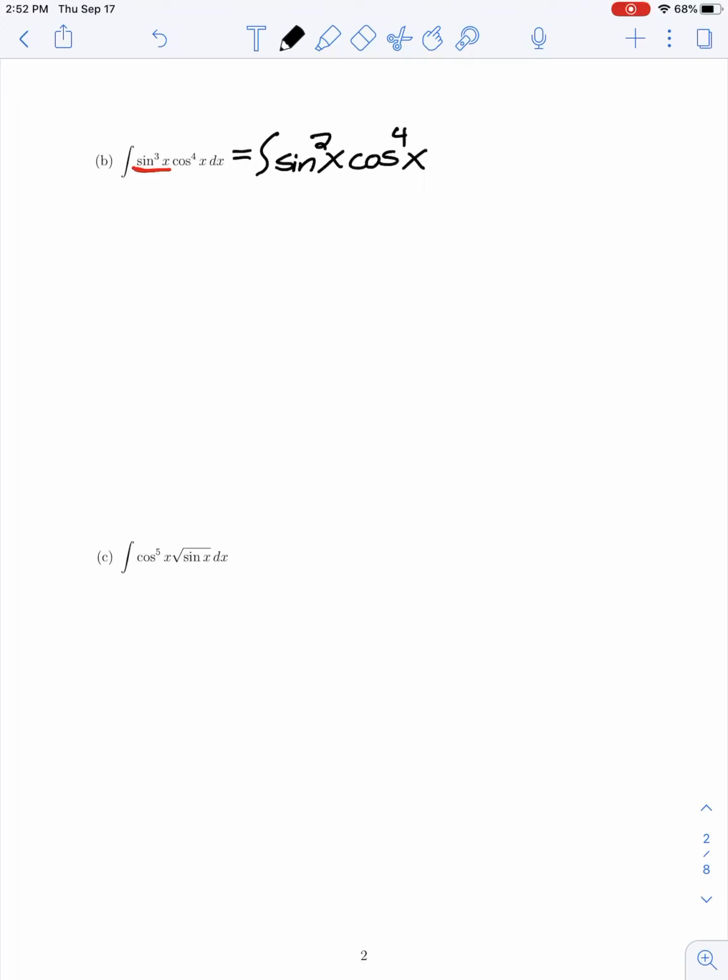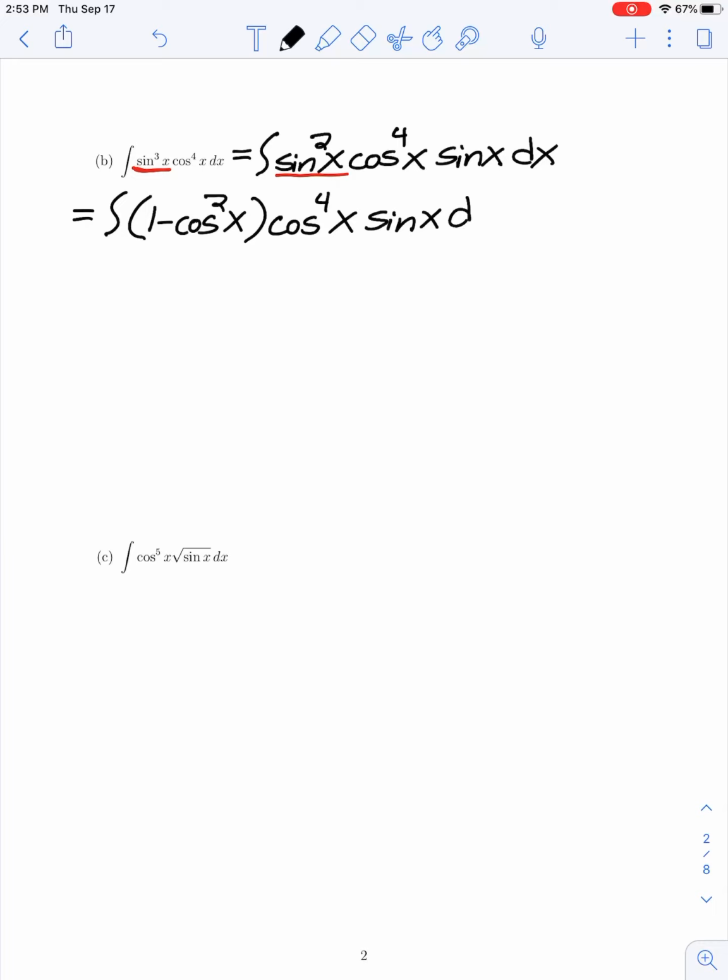Then I have my cosine x to the fourth, and that extra factor of sine x that I peeled off, I'll rewrite at the end of this product. Now, once I do that, I'm going to rewrite everything else in my integrand in terms of cosine. So here, I'm going to use the fact that sine squared of x is equal to 1 minus cosine squared of x. And then I have cosine of x to the fourth power times sine x dx. Or if I group all of my cosine terms together by distributing, I would have cosine x to the fourth minus cosine of x to the sixth times sine x dx.